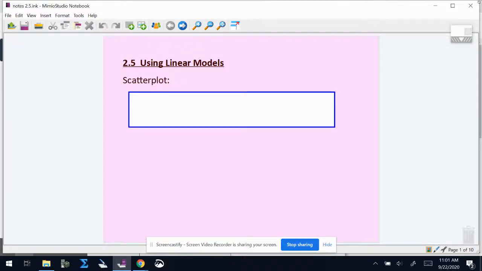Next section is 2.5. It's called Using Linear Models. And we're going to look at something that you would have done in Algebra 1, but I'm going to show you kind of the technology spin on it in Algebra 2 that hopefully makes your life a little bit easier.